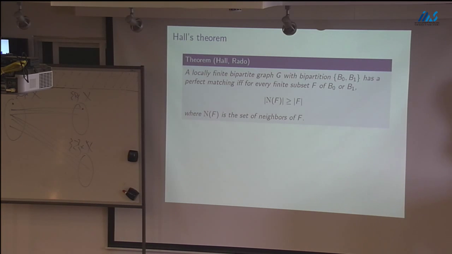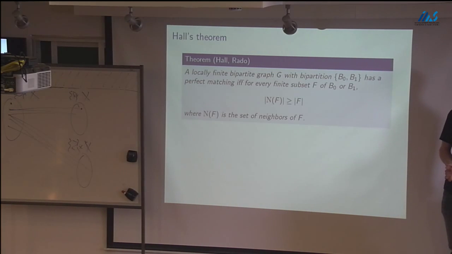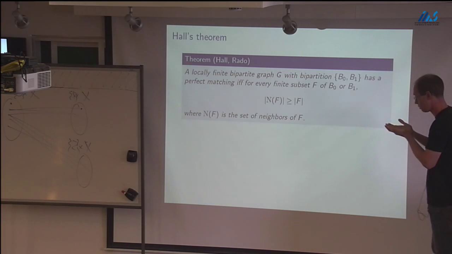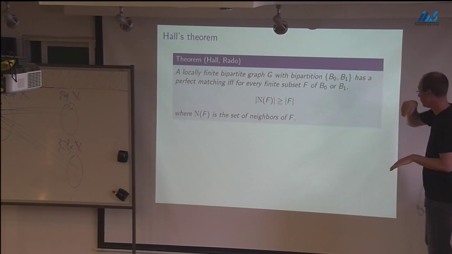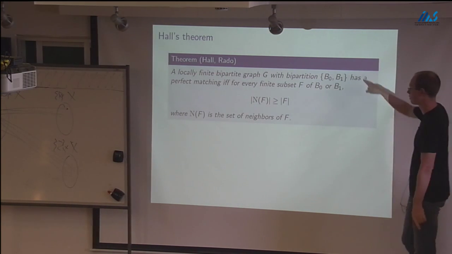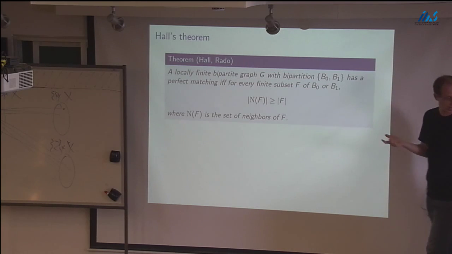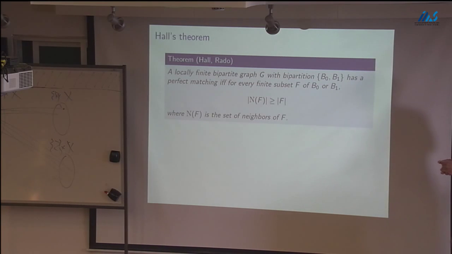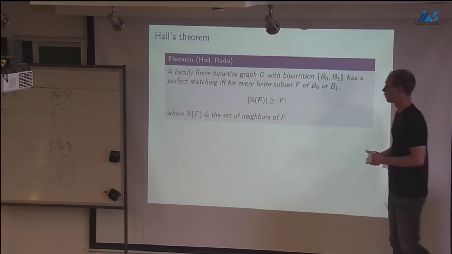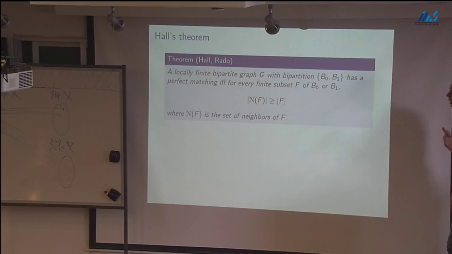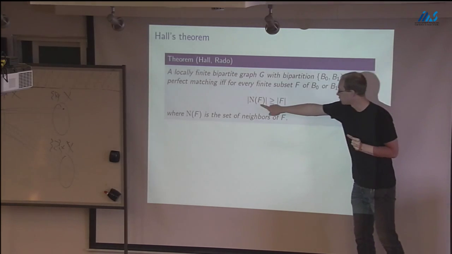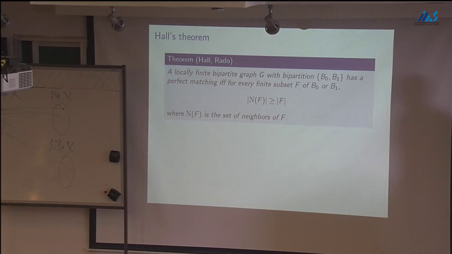All right, so now we go to the characterization of when a graph has a perfect matching. There's this very beautiful theorem of Hall, and then the compactness argument that extends it to infinite graphs is due to Rado: a locally finite graph that's bipartite has a perfect matching if the set of neighbors of every finite set is at least as large as the set itself in the graph. So I'm using this notation to indicate neighborhoods of this set F in the graph. And of course, this is necessary if you want a bijection, but the interesting part of the theorem is that it's sufficient.